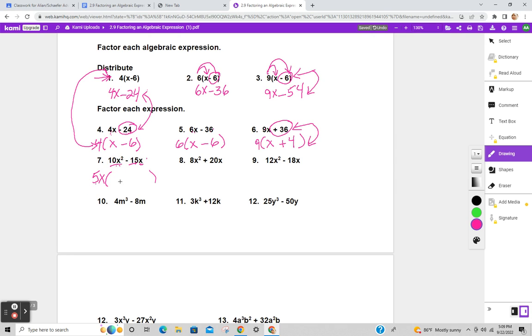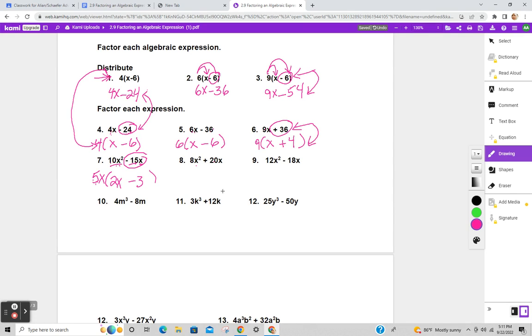Now we're going to have to multiply that by some quantity to get the original back. 5x times what will give us 10x squared? Well, 5 times 2, that'll give us 10 back, and x times another factor of x will give us x squared. 5x times what will give us minus 15x? Well, if I just multiply that with minus 3, 5x times minus 3 is minus 15x.